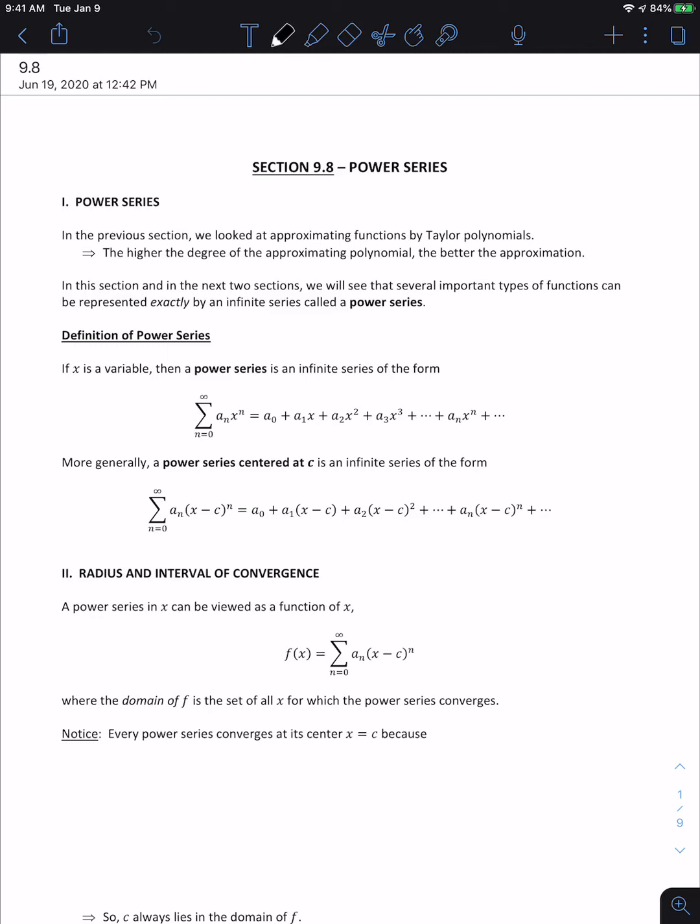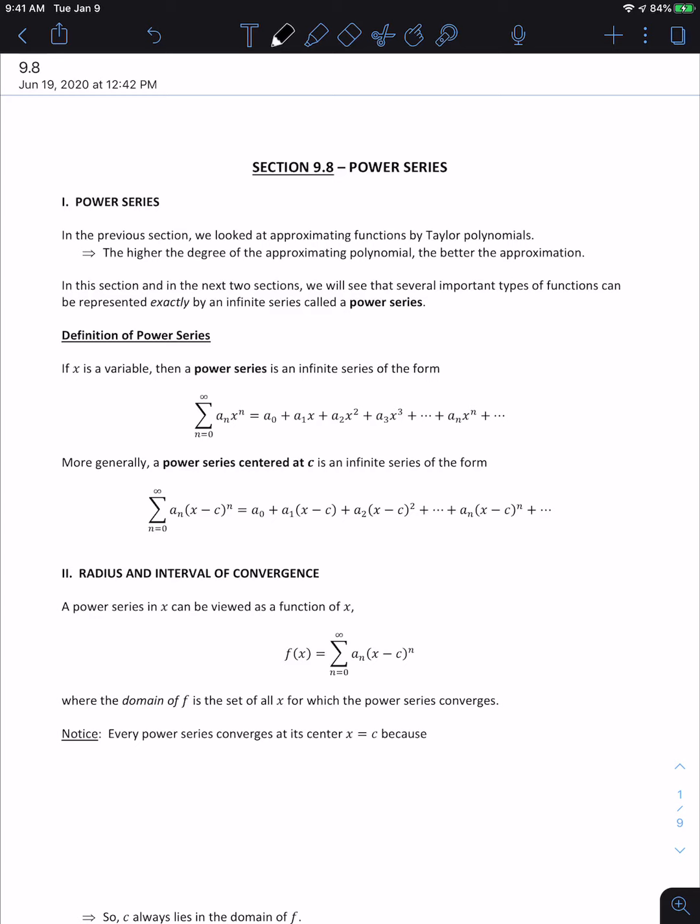Okay, so the definition of a power series. If x is a variable, then a power series is an infinite series of the form the sum from n equals 0 to infinity of a sub n x to the n. In other words, it's just powers of x being added up. And a sub 0, a sub 1, a sub 2, those are my coefficients. And that's when it's centered at x equals 0. More generally, when it's centered at x equals c, it's the same thing, except we have x minus c, just like we did in the Taylor polynomial instance.